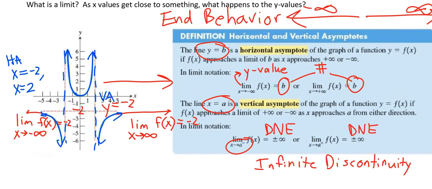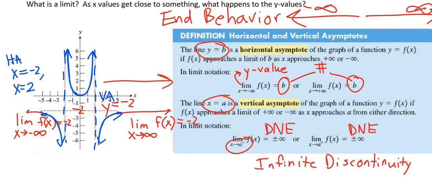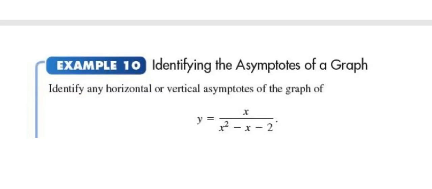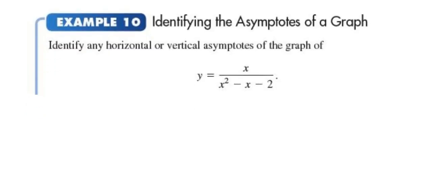So infinite discontinuities cause your vertical asymptotes. In behavior, as x goes to infinity and to negative infinity, that's where we're looking for our horizontal asymptotes, okay?